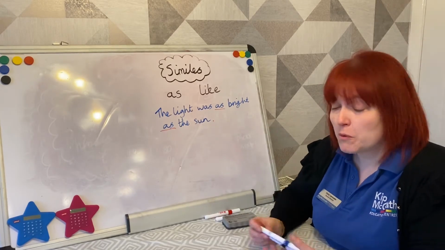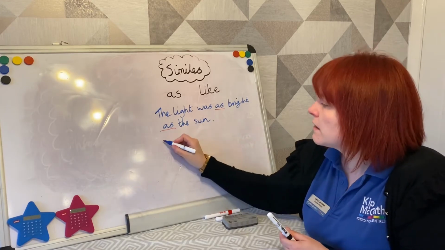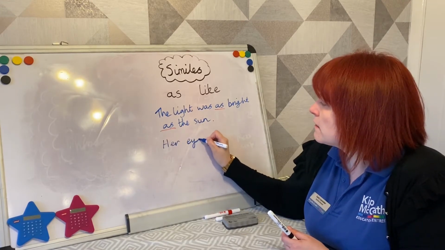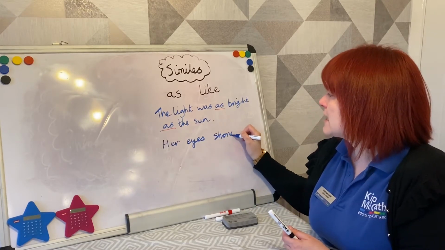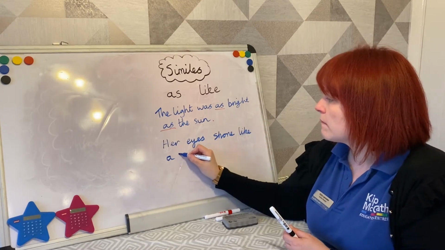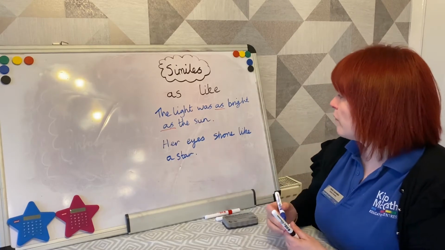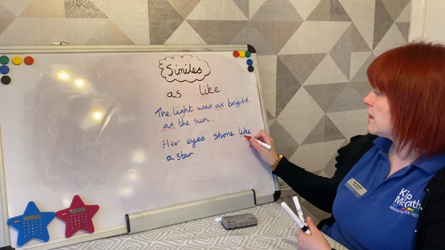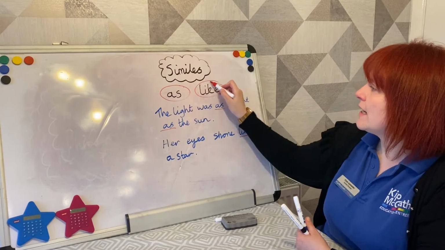Okay, and the other example would be to compare it using like. So, her eyes shone like a star. So again, we've compared eyes to something else using the word like. Okay, so our similes are going to use as or like.